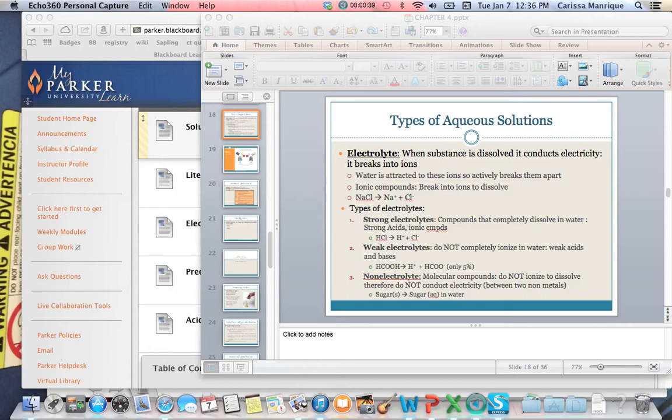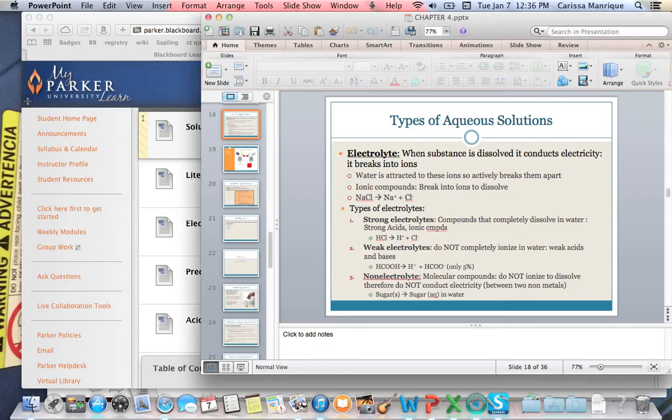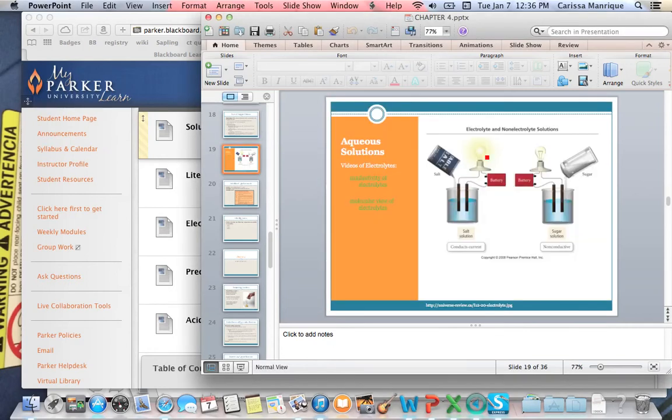And if I go to this next slide here, do you see this image here? You put salt in water, and these free ions move around, okay? If you put electrodes in there, it'll actually turn on a light bulb. There are enough free ions floating around that it creates enough electricity to light a light bulb.